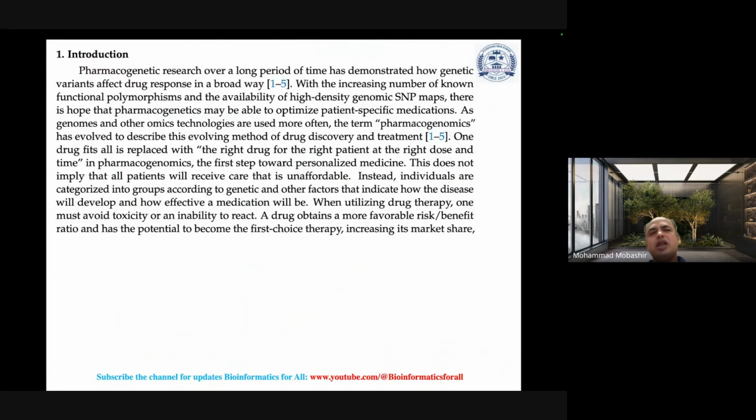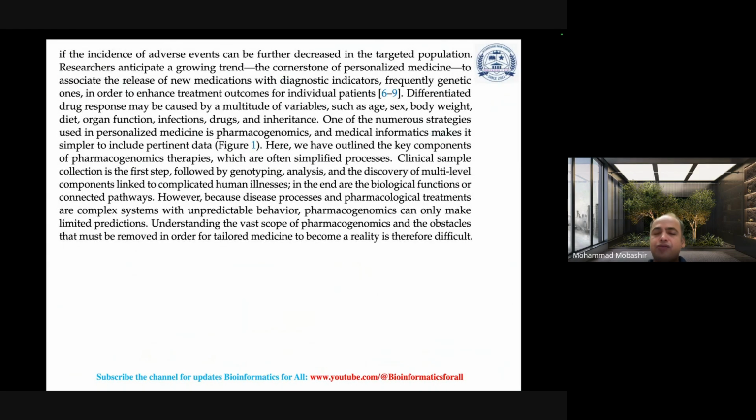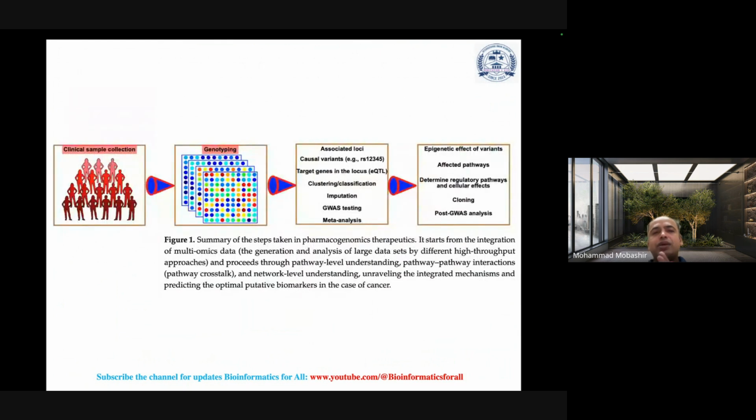In the introduction, you need to get the main top area to introduce them in a sequential way, and then move on to different sections, different goals, what you are going to address and how you are going to address it, and what the main topics or subtopics are which you will be including for this review work. So here it was quite simple to understand my review paper: I was interested in clinical sample collection, genotyping, associated loci, and the epigenetic effect of variants.